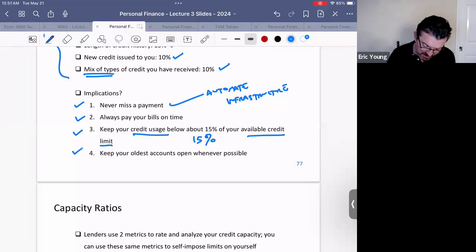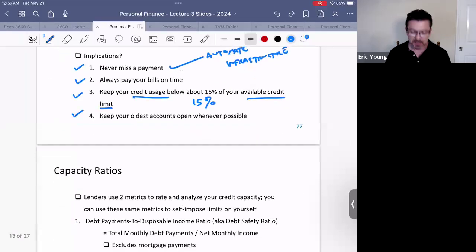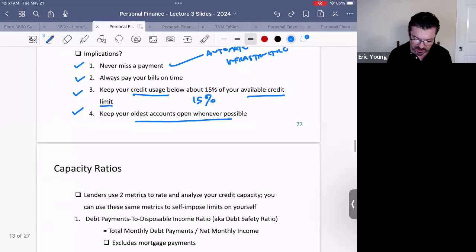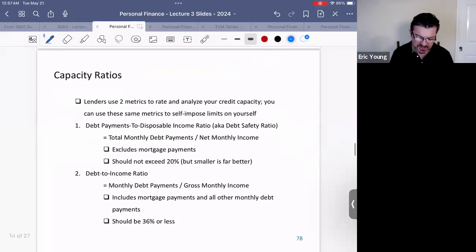And then, because again, the length of your history is a factor, whenever possible, especially when you're at the beginning of your journey, you open up a credit card right away. Try to keep your old accounts open whenever possible, because that increases your credit history, which raises your score. All right. With that said, let's move on to the capacity ratios.